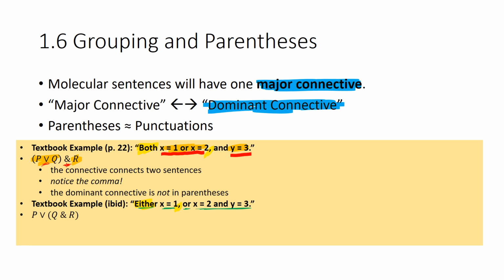So we can just compare this example with this example. We see that the placement of the comma makes a difference. We see that the word that starts out the sentence makes a difference.